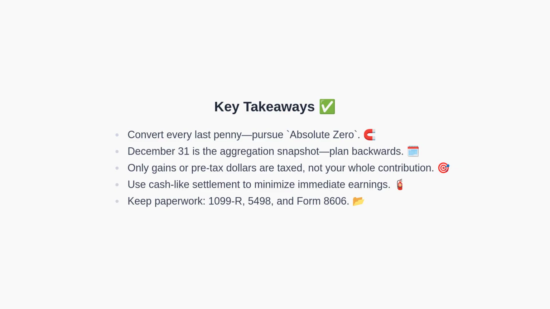The key takeaways are as follows. First, convert every last penny and aim for absolute zero. Second, December 31st is the critical aggregation date, so plan your timing accordingly. Third, remember that only gains or other pre-tax dollars are taxed, not your entire after-tax contribution. Fourth, reduce or avoid immediate earnings by using cash-like settlement options. Finally, keep thorough documentation, including Forms 1099-R, 5498, and 8606.